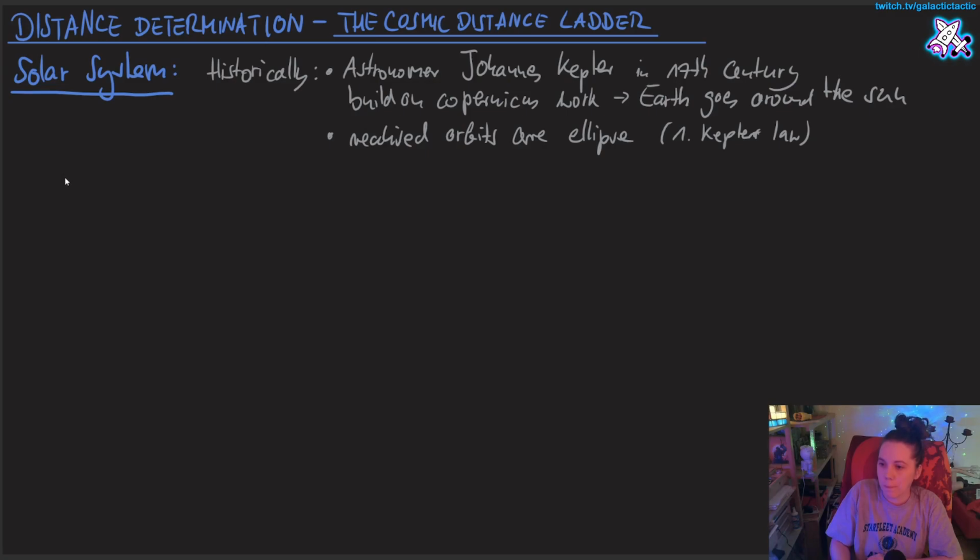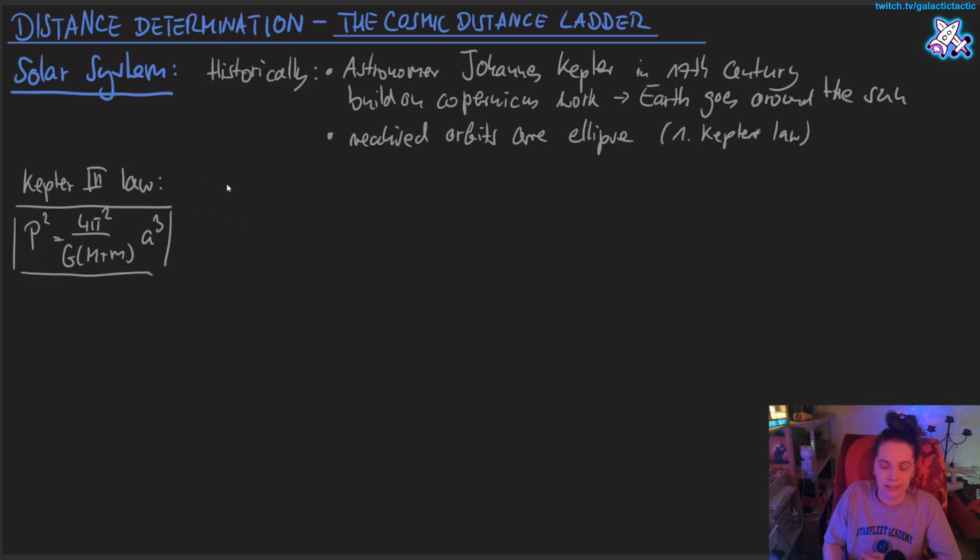So what we use for distance estimation in the solar system is the third law, Kepler's third law. That is used for distance estimation in the solar system. And what it says basically, let me write this formula here, just to give you the formula.